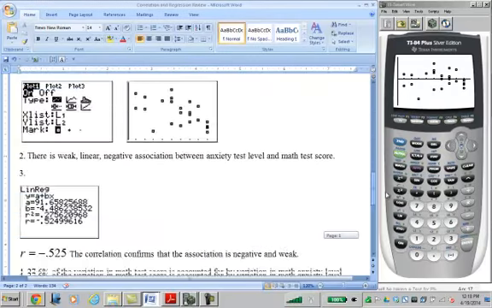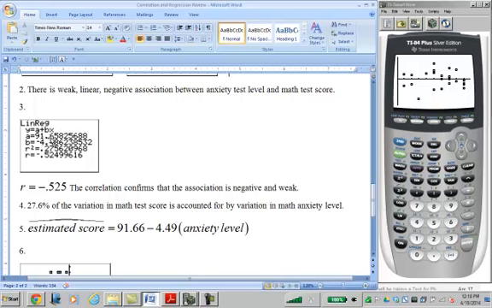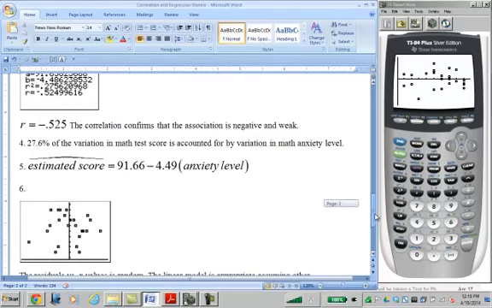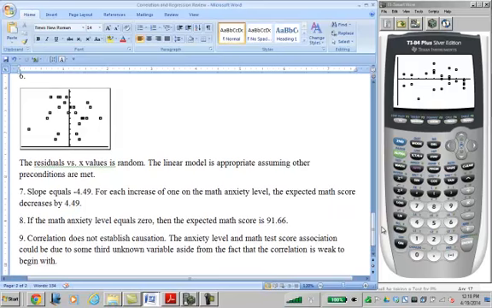Question number 7, interpret the slope. Okay, now the slope. Let's go back here. 91.66 is the y-intercept. Okay, that's A. B is the slope. It's negative 4.49. R squared is R squared, and R is the correlation. Now let's go down. Okay. Slope equals negative 4.49. For each increase of 1 on the math anxiety level, the expected math score decreases by 4.49.